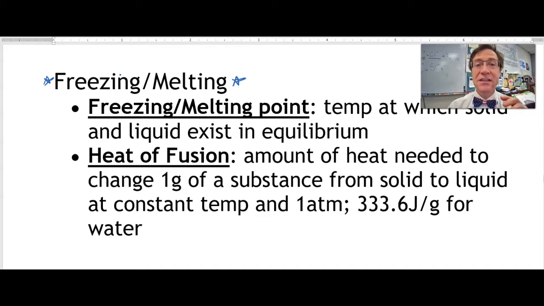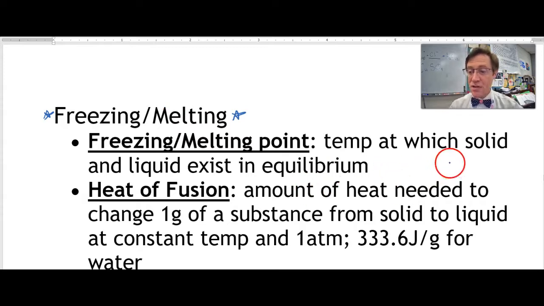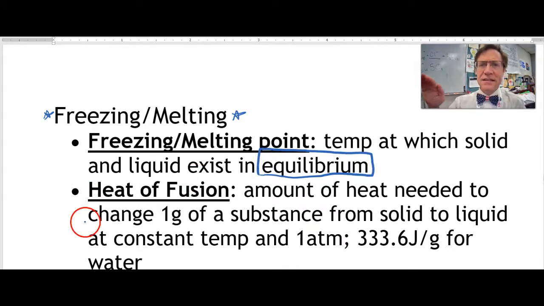And the way that we define freezing point or melting point is the temperature at which a solid and a liquid exist in equilibrium. In other words, equilibrium is like the fancy word for homeostasis. It's like all nice and steady.